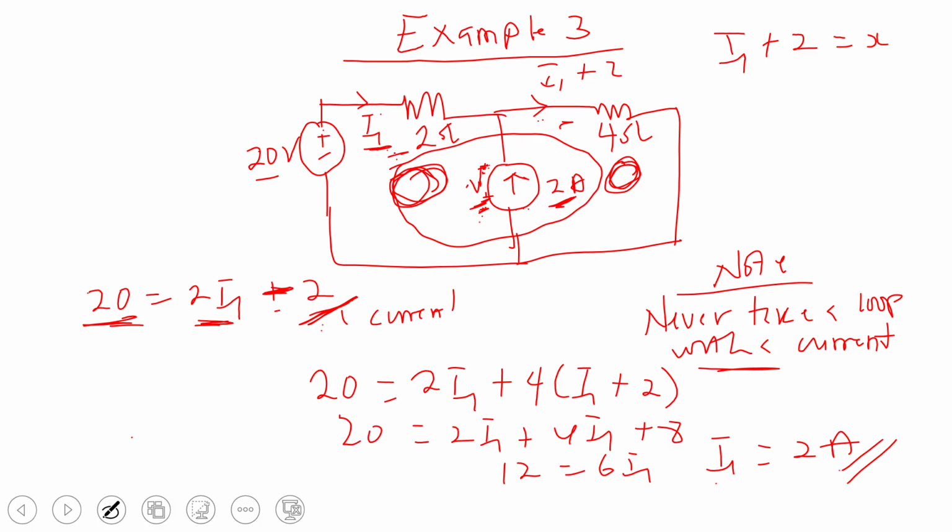Your answer, I1 was 2, so the current in this 2 is 2. If you want to know the current in this 4, it's going to be I1 plus I2, which is 2 plus 2, because my I1 was 2, and that is 4.